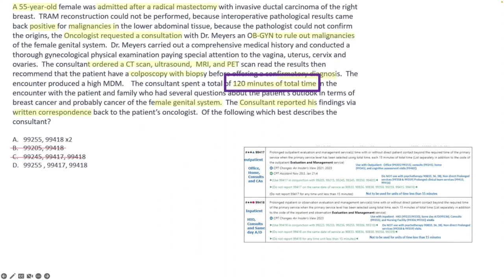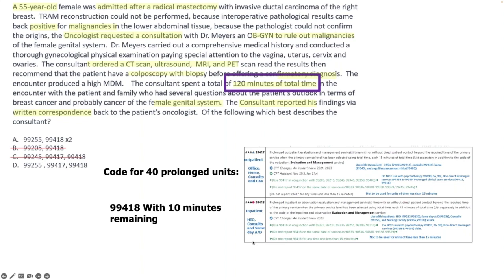Let's go to the codes. And we're going to only look at 99418. Right? Because that's for inpatient, right? So we have to code for 40 prolonged minutes. And 99418 codes for 15 minutes. We need 40 minutes, okay?